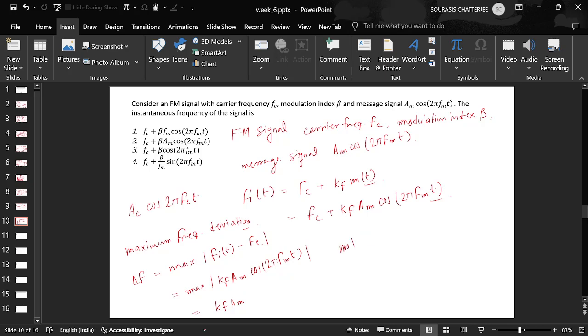So our modulation index, which is beta, is nothing but delta f by fm, where delta f is the maximum frequency deviation and fm is the maximum frequency component of the message signal.